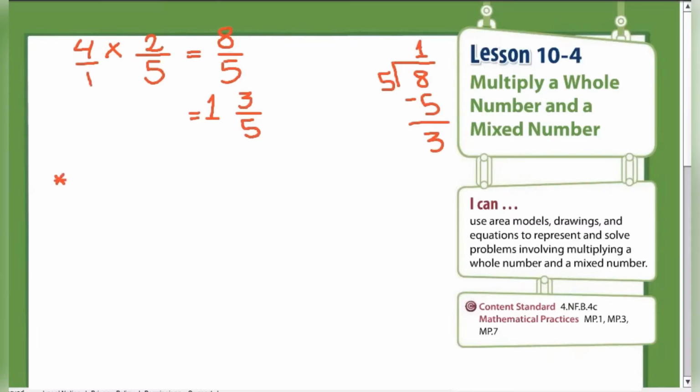If I have a mixed number like 3 and 2 out of 7, how can I decompose this mixed number? I will write the whole part by itself, 3, plus the fraction part 2 out of 7. Now, teacher, I will try to multiply a whole number by a mixed number.